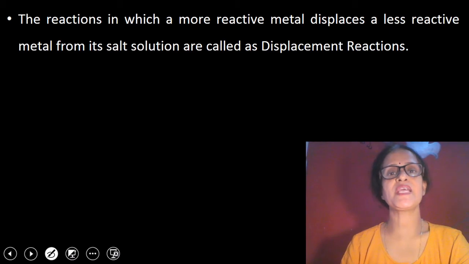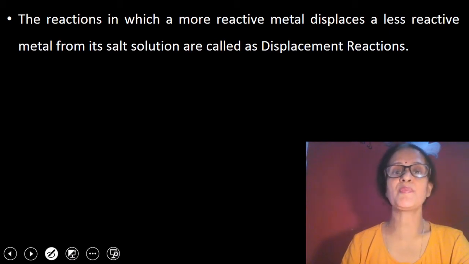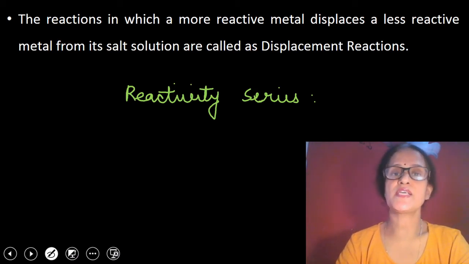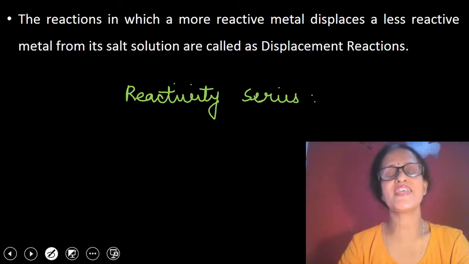One question must be arising in your mind: how to predict which metal is more reactive. The answer to this question lies in a series which is called the reactivity series. So children, what is the reactivity series? The reactivity series is the arrangement of metals in the decreasing order of their reactivity.